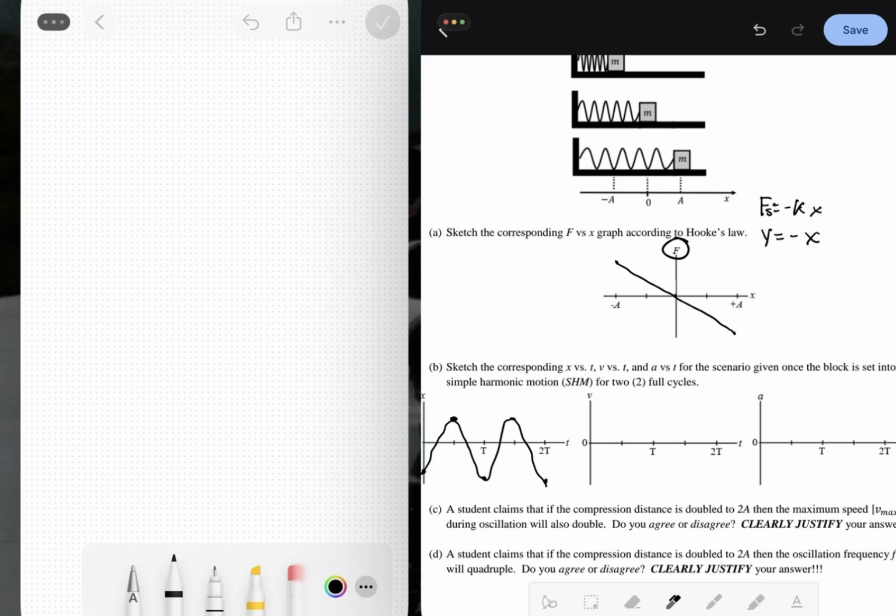For part B, for the velocity t graph, it's going to start at 0, and it's going to go up to the positive direction, and it's going to be a sine graph. So it's going to hit 0 here, go down here, and go back to 0. And it's the same thing for the second period.